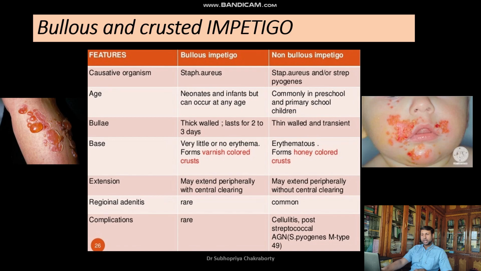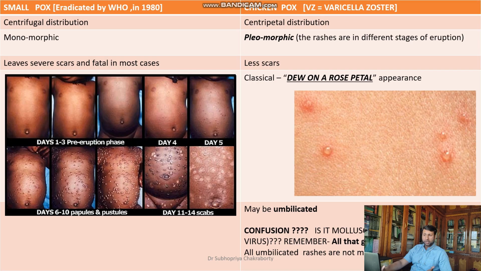Coming to the other rashes, that are the bullous and the crusted impetigos. These are basically caused by staph and strepto. Staph causes the bullous and strepto causes the non-bullous impetigo. Classically, the non-bullous by streptococcus causes honey-colored crusts, and the bullous by Staph aureus causes varnish-colored crusts. They initially stay for around 1 to 7 days.